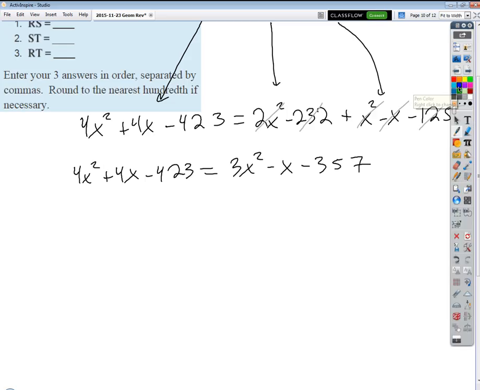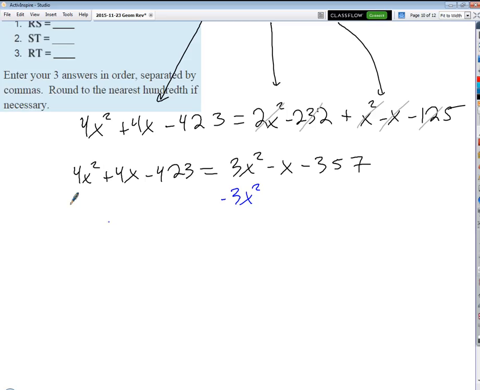These are a little different, right? On these, we can't isolate x when we've got x squareds in there. If it's a quadratic function or quadratic equation, I have to get everything on one side set equal to 0. I want to put them on the side where I'm going to get a positive number of x squared, so that's the left side, right? So I'm going to subtract 3x squared from both sides. I'm going to add x, and I'm going to add 357.